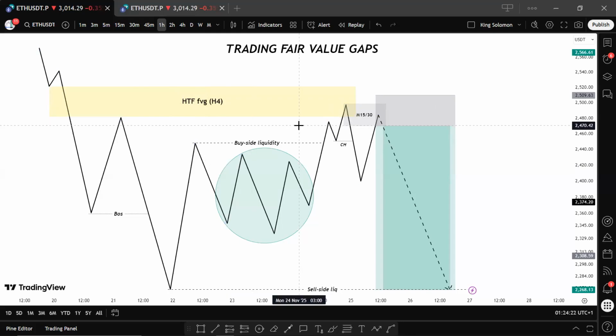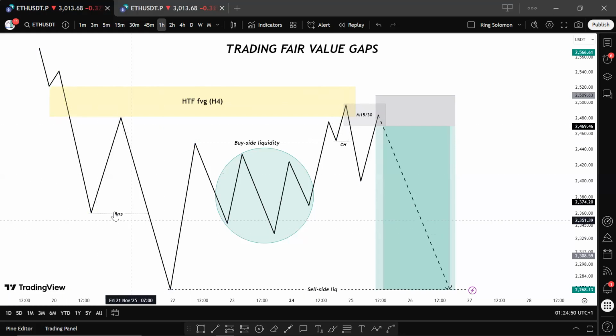Sometimes I do take direct trades from here, but lately I've been putting my hands into pockets for lower time frame confirmations, right? So it simply means you want to see a change of character, a market shift, after your higher time frame FVG mitigation, right? And in this case, we had a change of character.